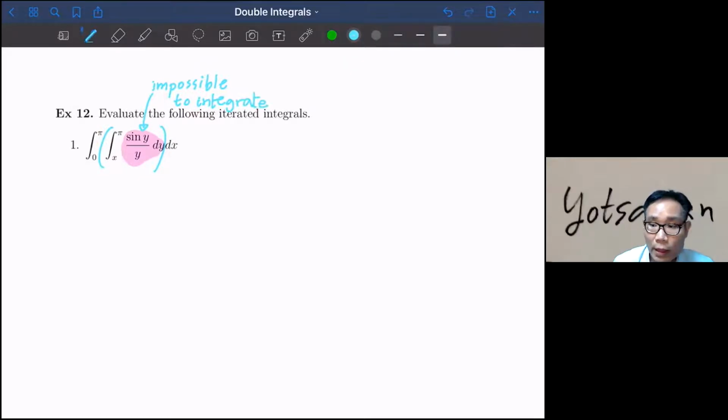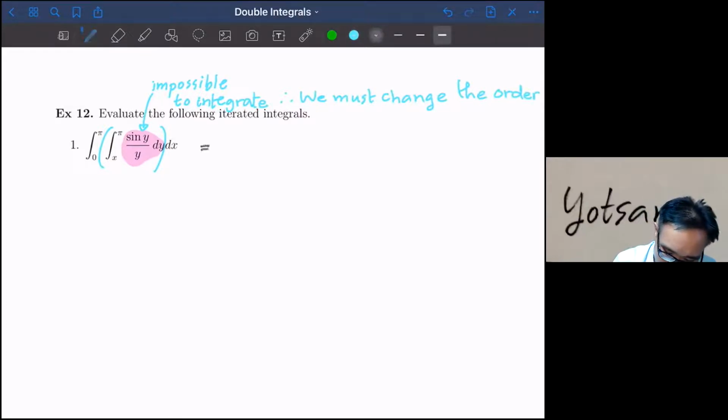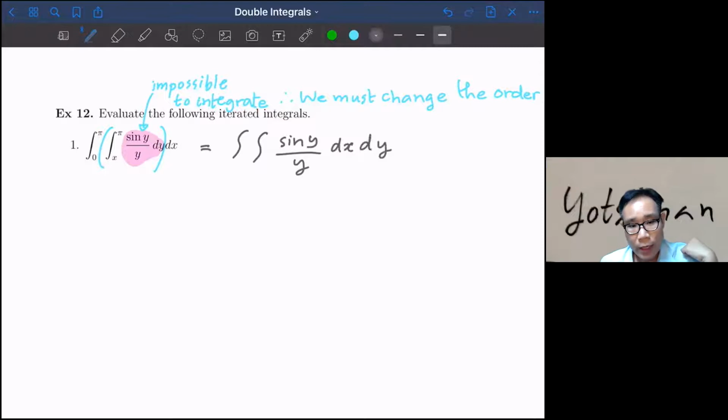So we must reverse the order, or change the order. What does it mean? It means you do the integral of sine y over y, and what you change is this to dx dy. And you see that after you change to dx dy, this works fine.